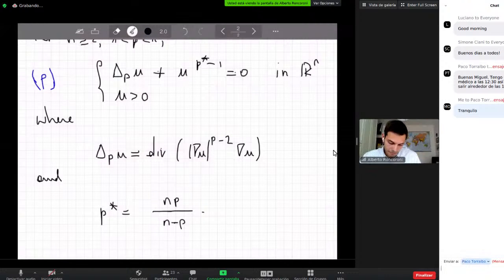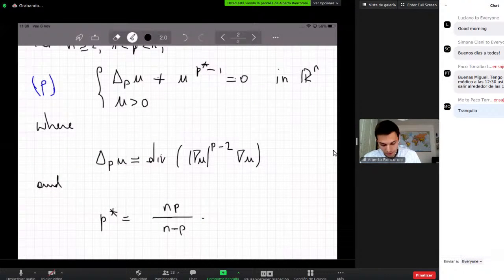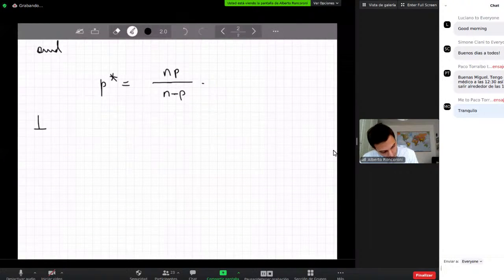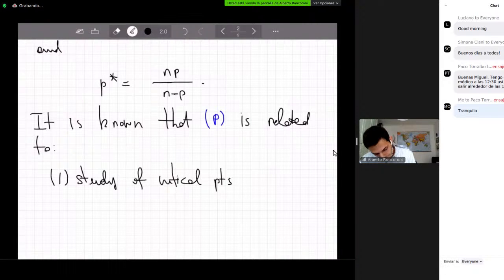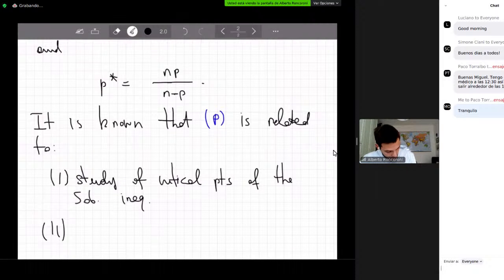And so this problem is very important, and has been studied a lot, because it is known that P, so blue P, is related to two important problems, and one comes from, let's say, the PDE side, which is the study of critical points of the Sobolev inequality. And the second one comes from the, let's say, differential geometry world, which is the Yamabe problem. Okay, so let me try to explain you these two problems.